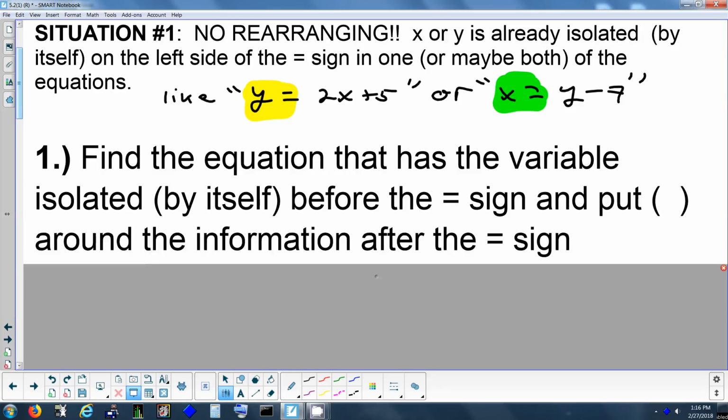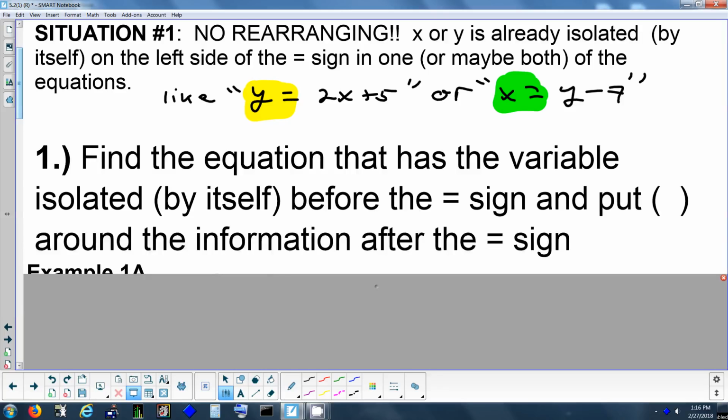And you're going to take everything that's after the equal sign. We're going to put parentheses around it. All we're really doing is putting parentheses to block off the important information like this. So what we're telling you there is 2x plus 5, that's important. You're going to do something with it in the next step. Y minus 7, that's important. You're going to do something with that in the next step.